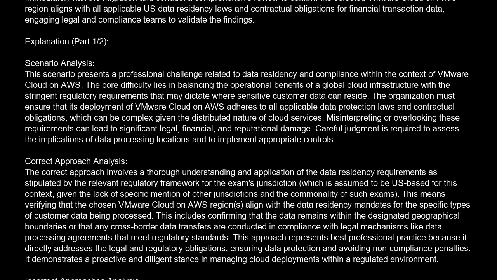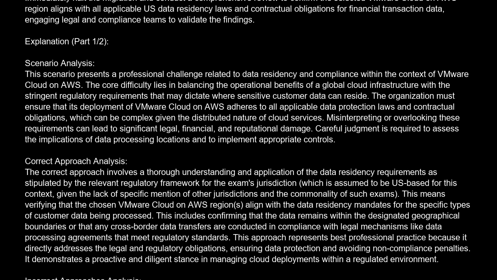Correct answer is B. Immediately halt the migration and conduct a comprehensive review to confirm the selected VMware Cloud on AWS region aligns with all applicable U.S. data residency laws and contractual obligations for financial transaction data, engaging legal and compliance teams to validate the findings.